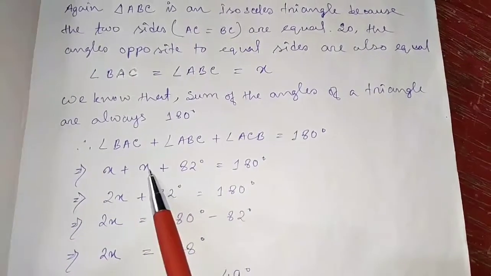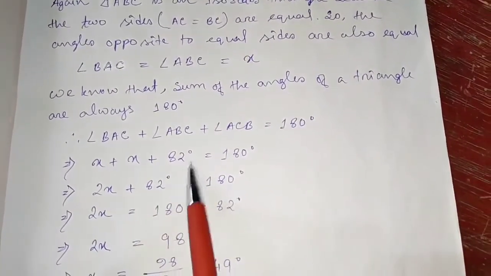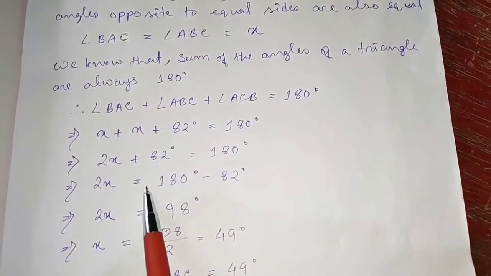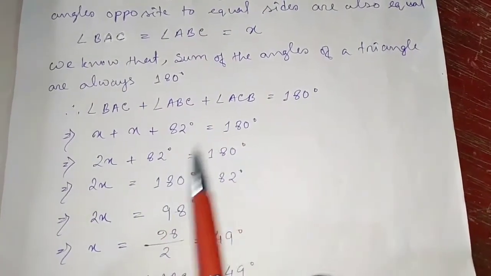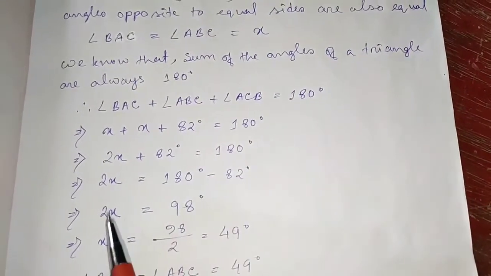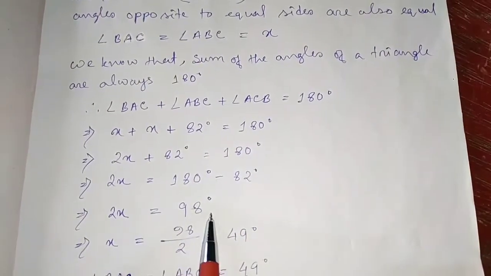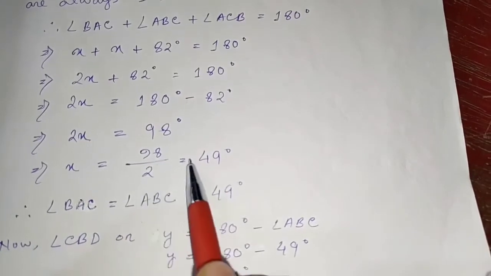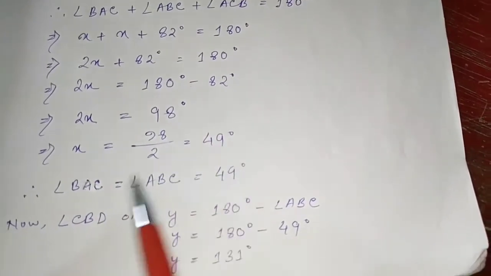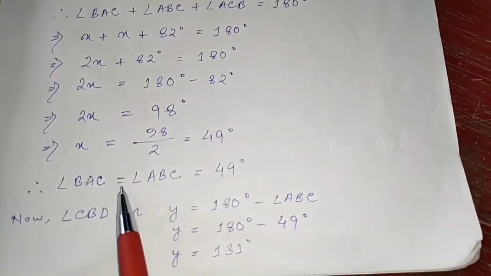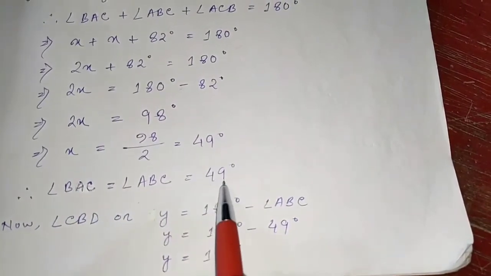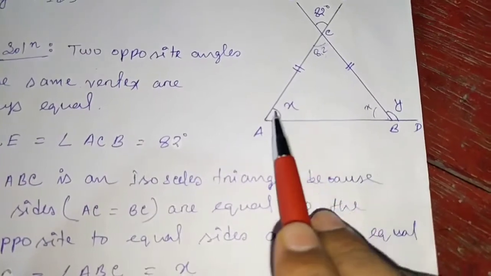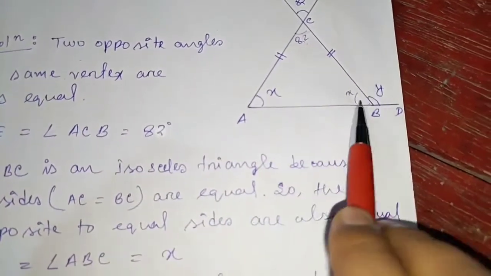Now X plus X becomes 2X plus 82 is equal to 180 degrees. Now 2X is equal to, shifting 82 to the right side, 180 minus 82. Now 2X is equal to 98. X equals 98 divided by 2, which is 49 degrees. Therefore angle BAC is equal to angle ABC, which is 49 degrees. This one is X and this one is also X, so these two angles are 49 degrees.